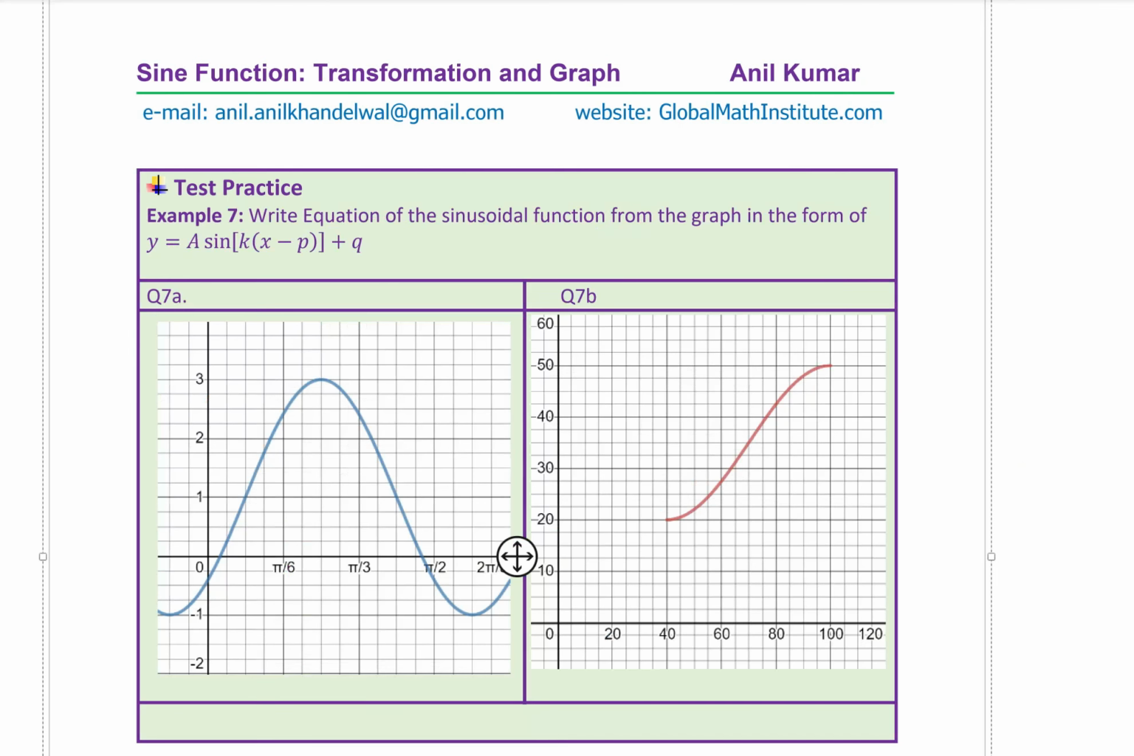Question number 7. This is also a very common question in most of the test papers. We need to now write the equation of the sinusoidal function from the graph. So here we have two graphs, correct? I'd like you to pause the video, write down the equation for these two functions. In this part, we're looking into sinusoidal functions. You may write for sine function as well as equivalent cosine function also to practice.